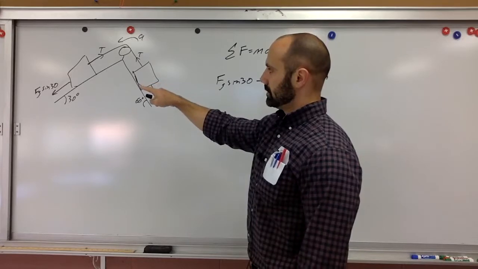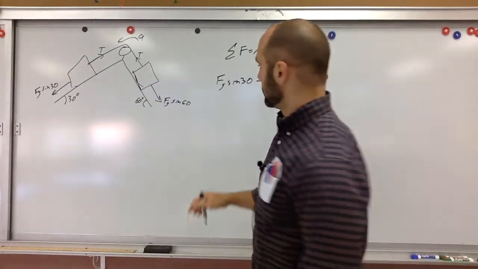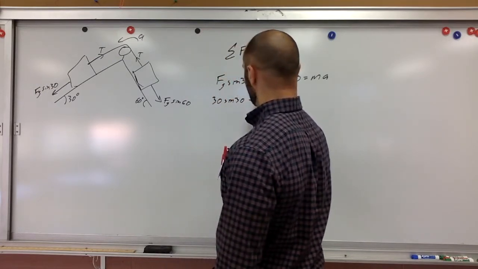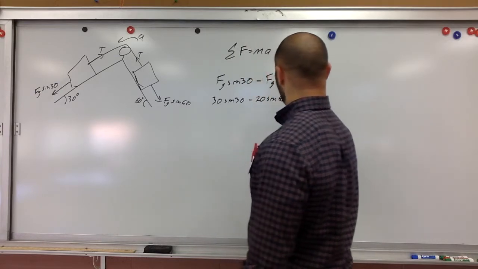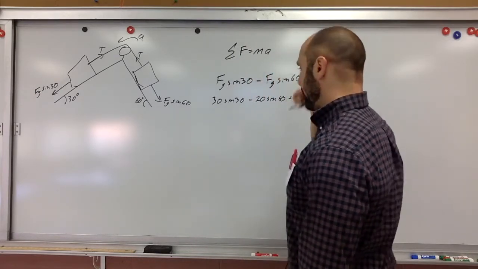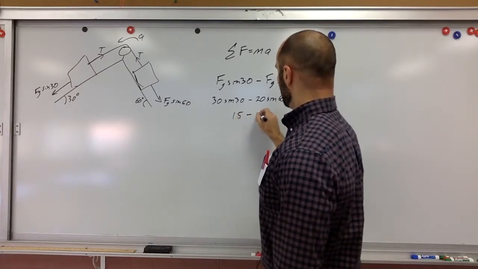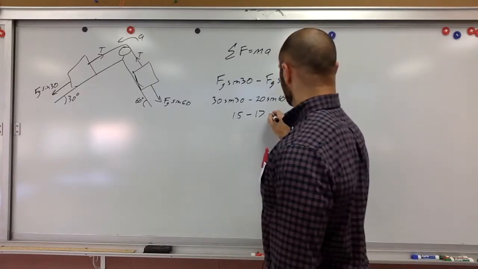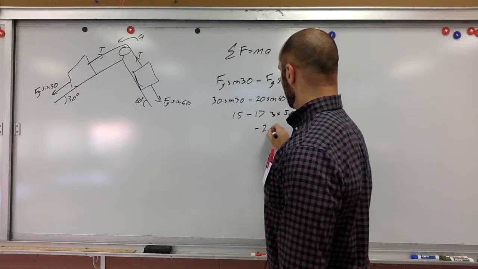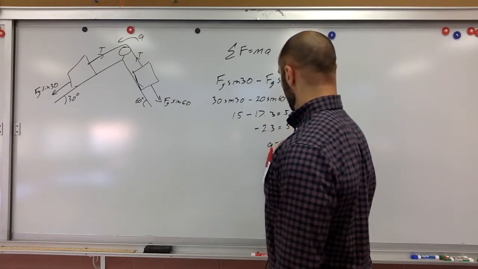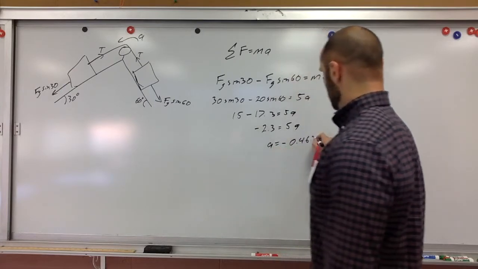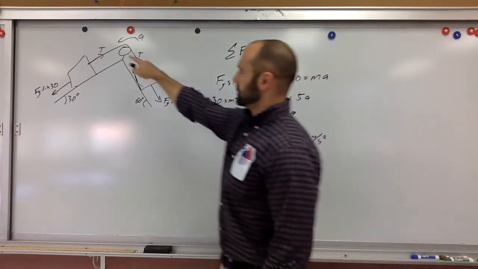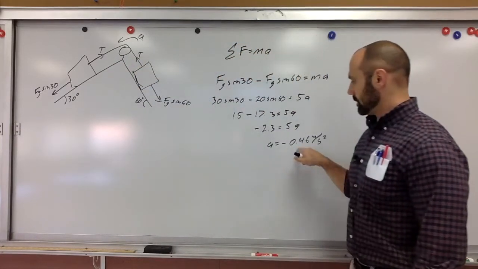Now this block is 30 newtons, and this is 20 newtons, and they have a total mass of 5. So this ends up being 15 minus 17.3. So I end up with negative 2.3 is 5a. So the acceleration is negative 0.46 meters per second squared. All right, so that means that the acceleration is actually this way at 0.46 meters per second squared.